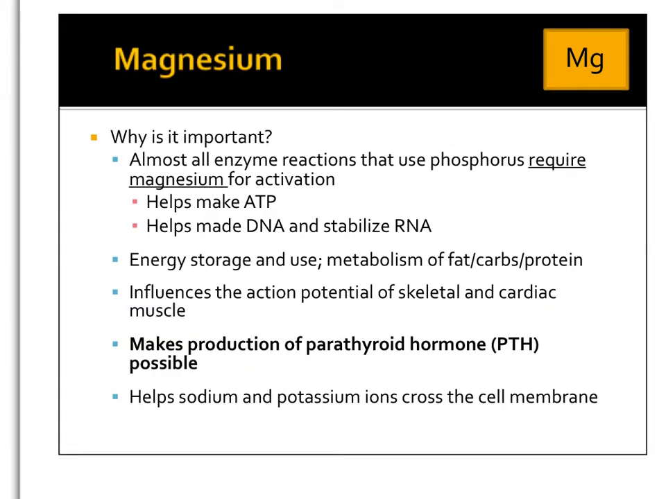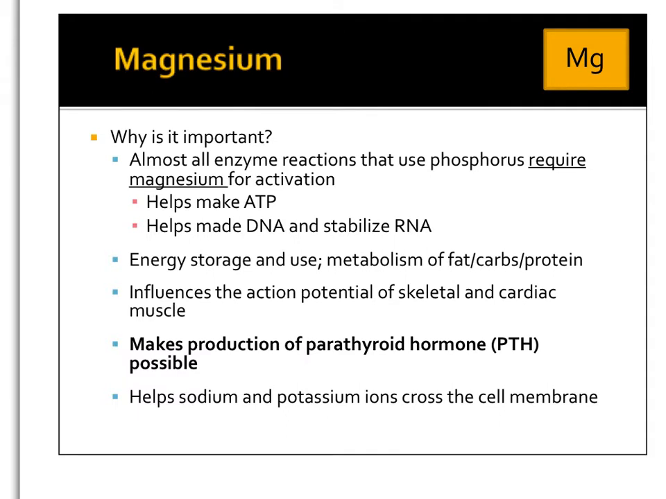So why do we need magnesium? Why is this important to us? Almost all enzyme reactions that use phosphorus need magnesium for activation. Some specific examples: ATP, adenosine triphosphate. You've all heard of this before. This is really important for us to have chemical reactions, and it's basically our cellular energy. So magnesium is going to be really important in the synthesis of ATP. It's also very important in the synthesis of DNA and stabilization of RNA molecules.